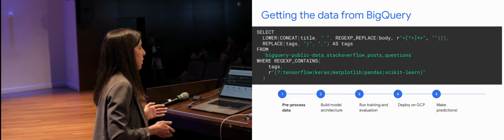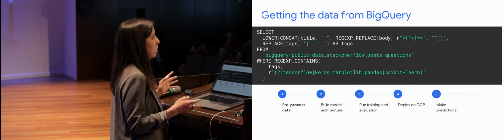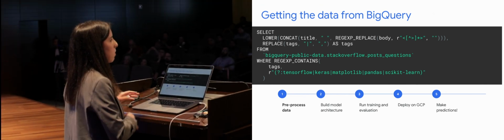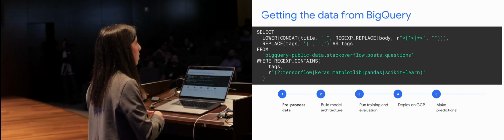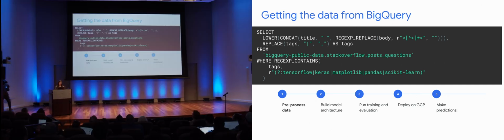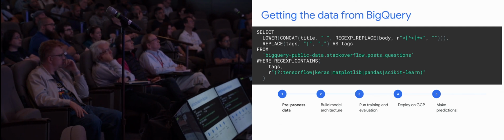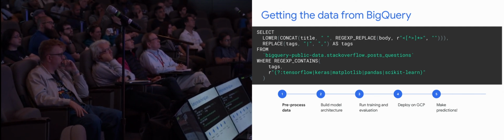So the first step in building this model is getting the data from BigQuery. For those of you that haven't used BigQuery, it has a great web UI where you can write your SQL queries directly in the browser, take a look at the results, download it as a CSV or JSON. So this is what our query looks like. We're getting all the questions that contain these 5 tags, concatenating the title and body, and then just replacing the bar with a comma so that we have a comma-separated list of all the tags.